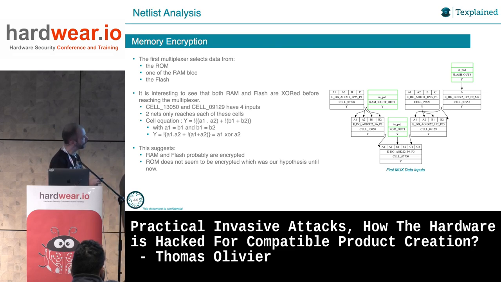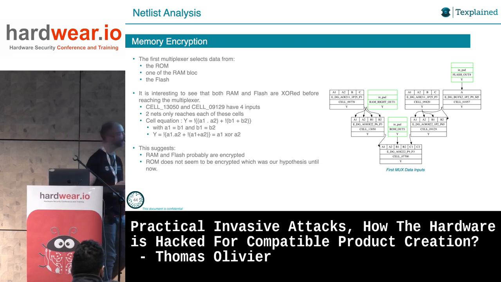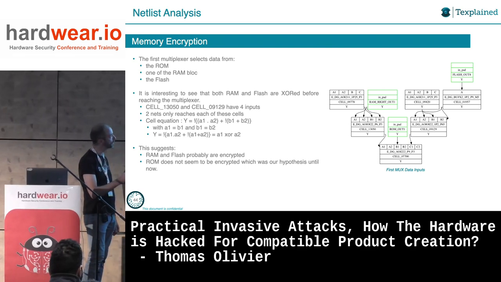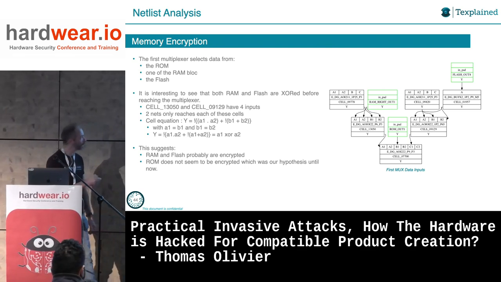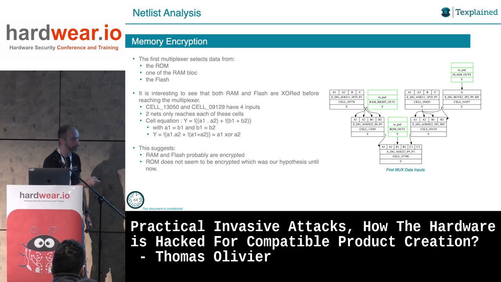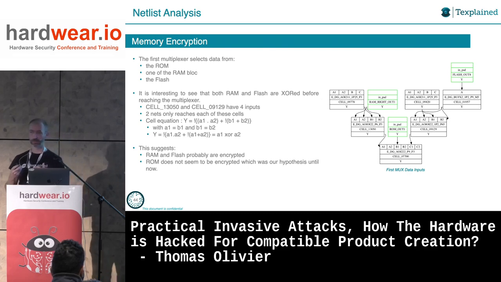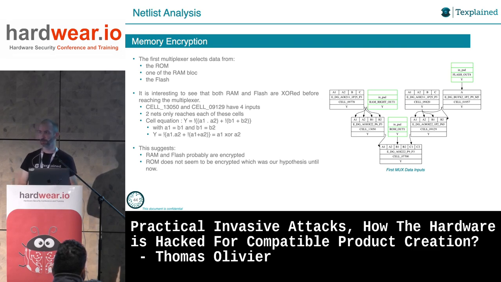But there are two other things. This cell and these cells, right, they are XORs, which tends to indicate that the flash is encrypted, and also the RAM. But I don't see XORs for the ROM, right? So I start to assume that this is already a clear data bus. Our hypothesis was that the ROM was not encrypted, so that makes sense. So, just confirm this.